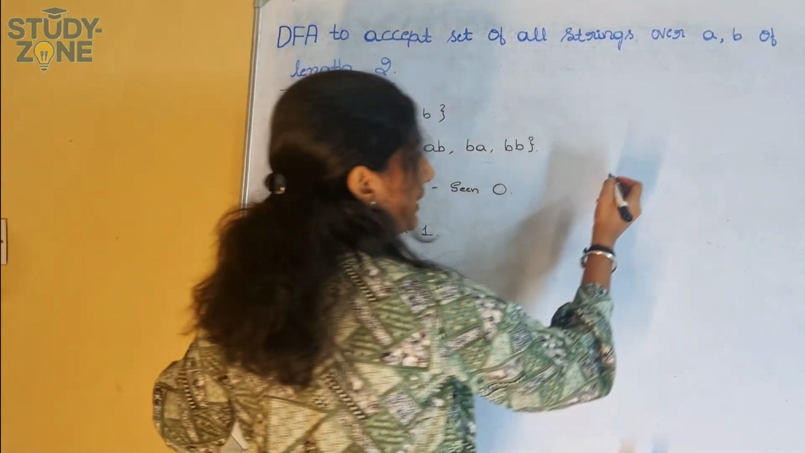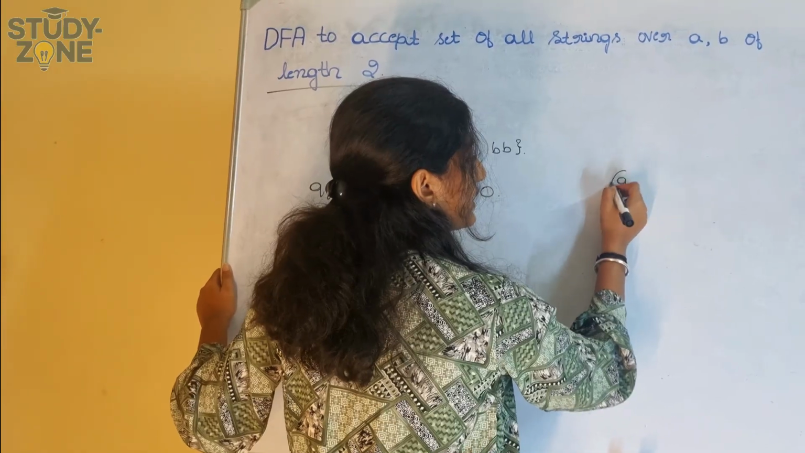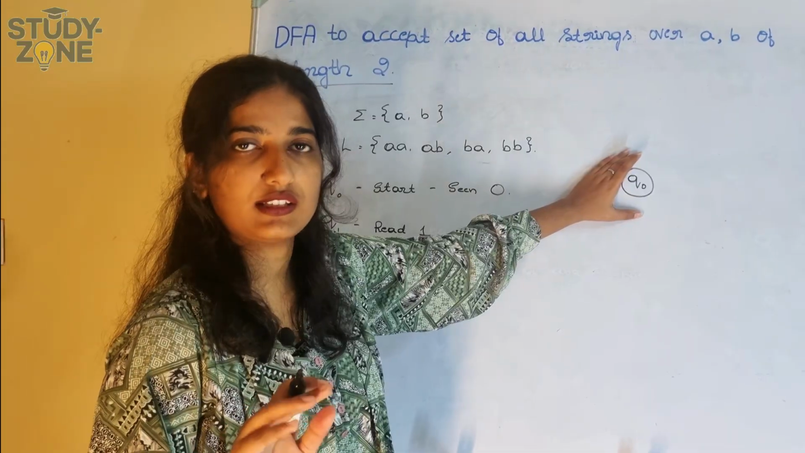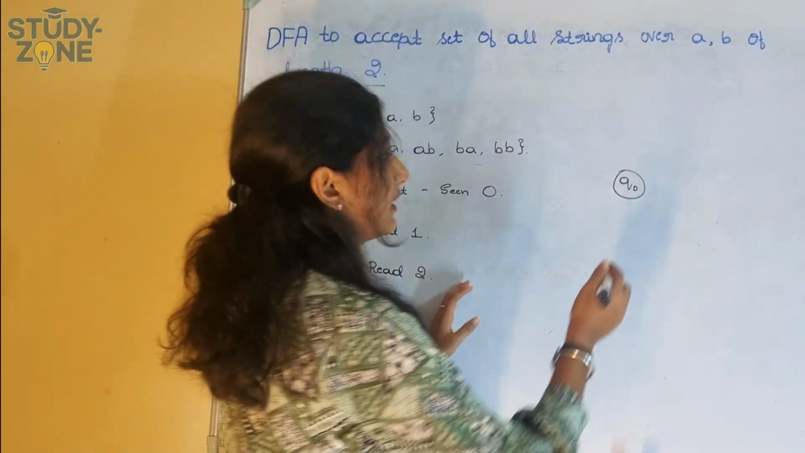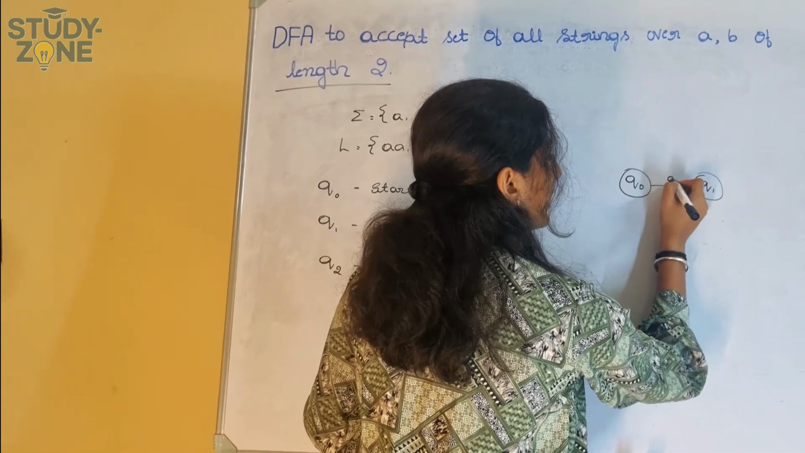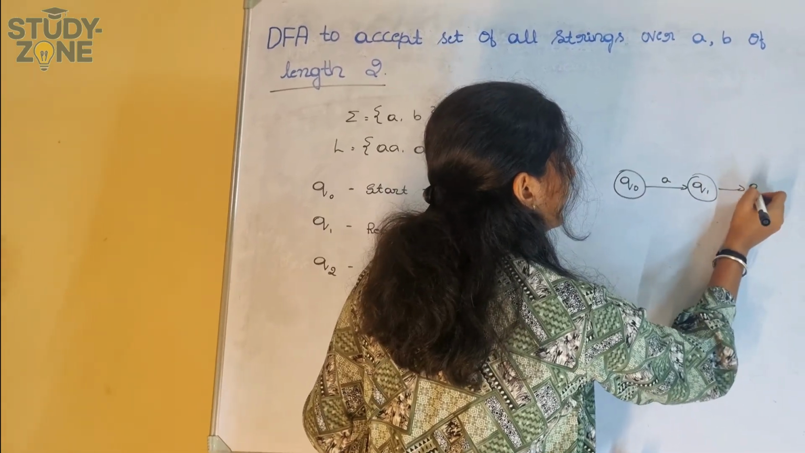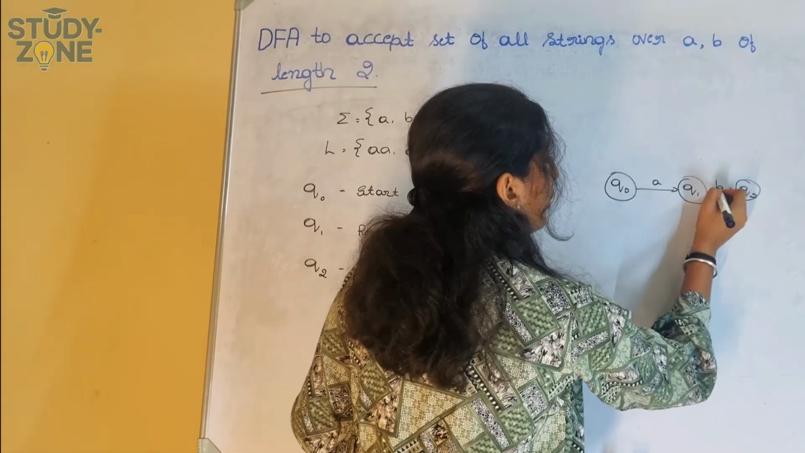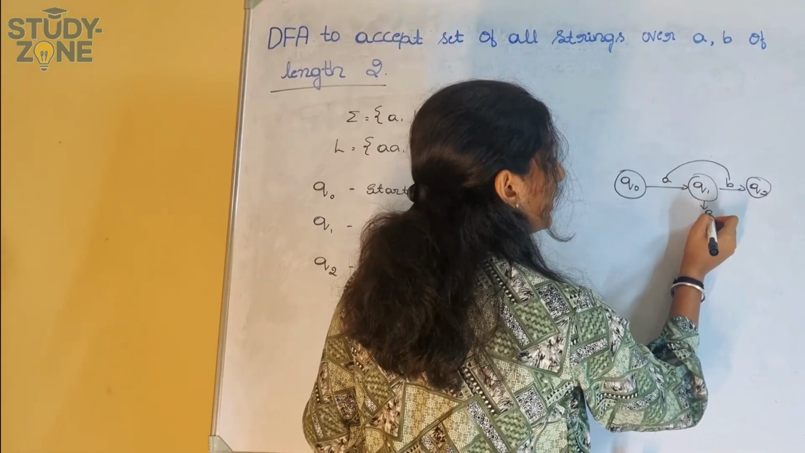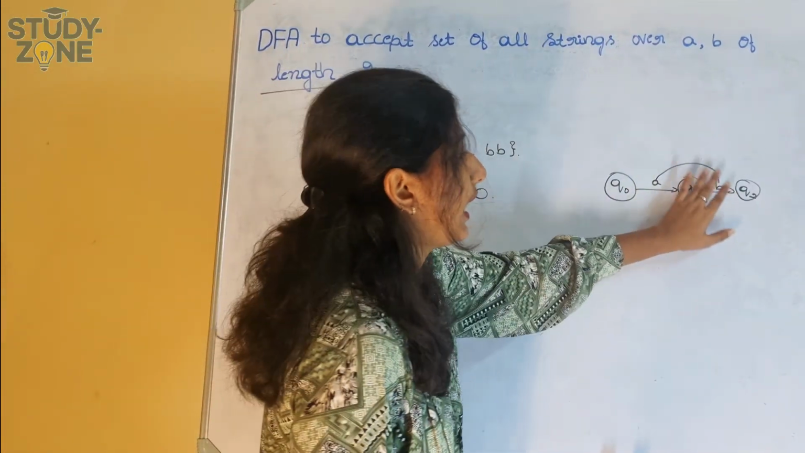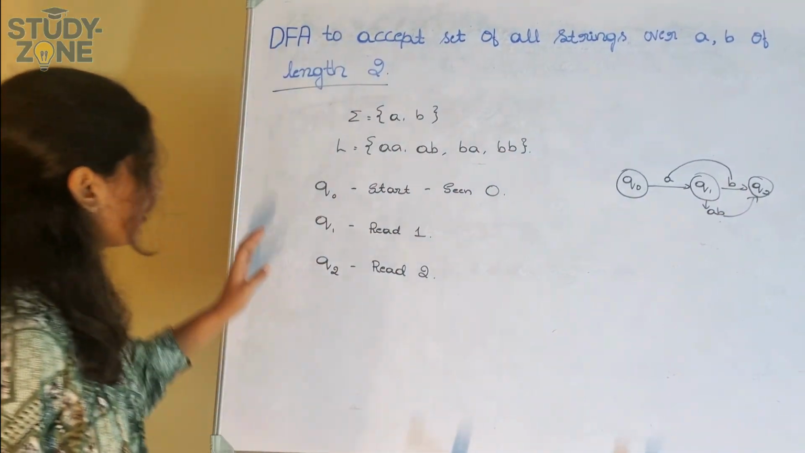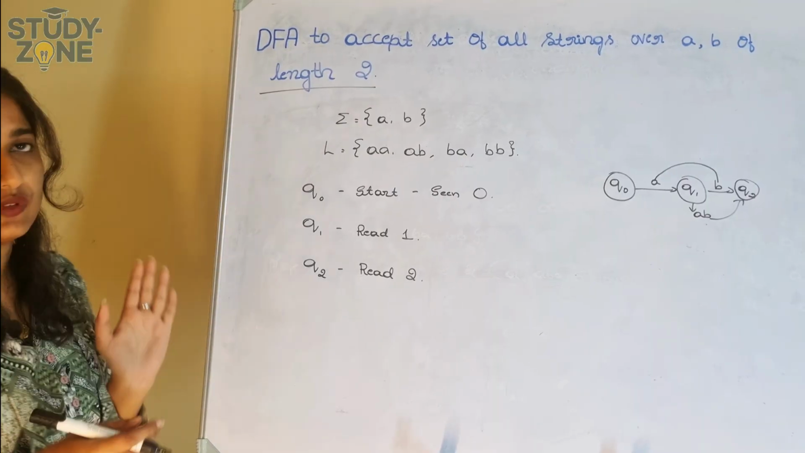Let's take a simple example. Q0 is the state we are in when we haven't read any symbol. It moves to Q1 when it reads, let's say, a, and Q1 moves to Q2 when it reads 2 symbols, which means a is already read, and after it reads another symbol, it moves to Q2. So Q0, Q1, Q2 are done.